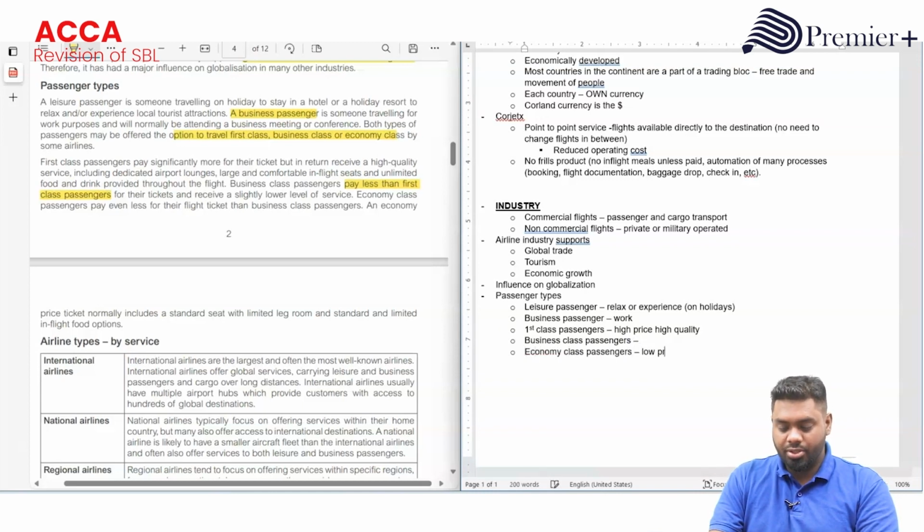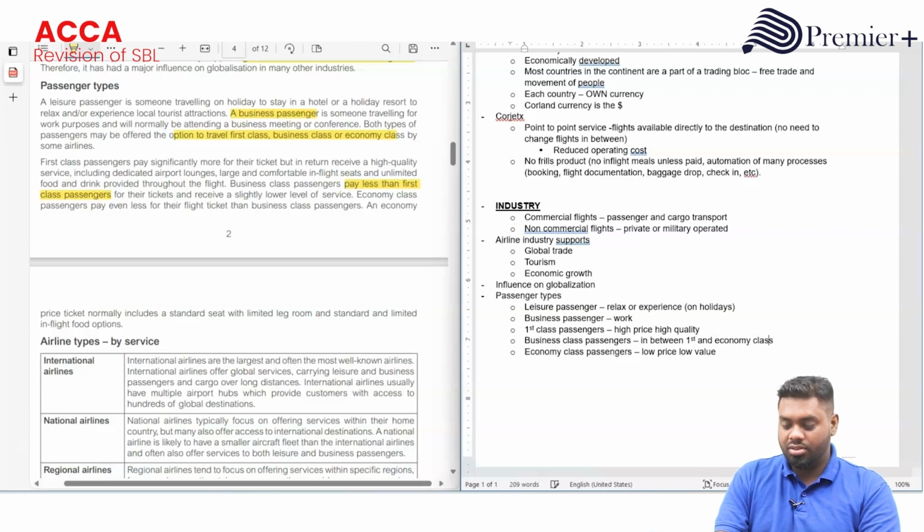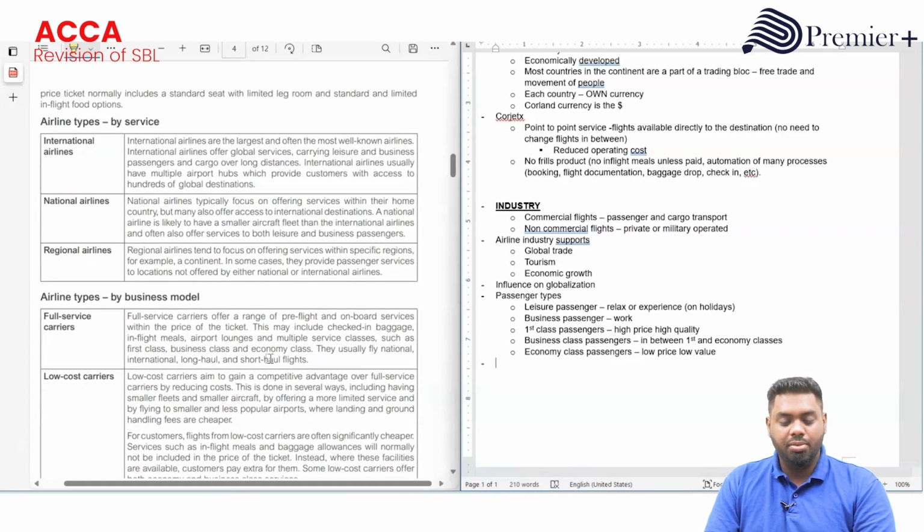Okay, so low price, low value, I would say, and business class is in between first and economy classes. Right. Airline types by service.